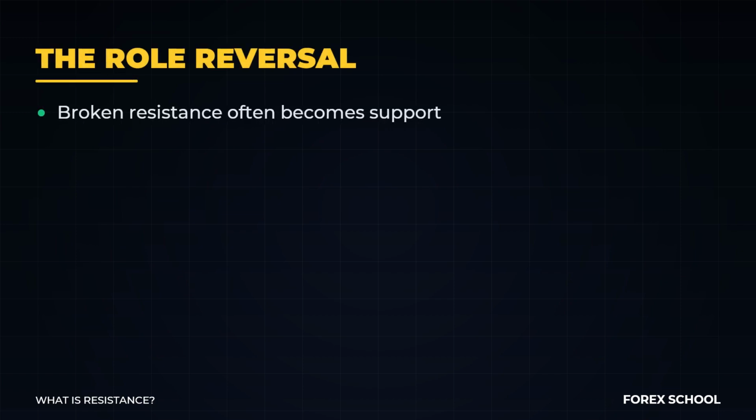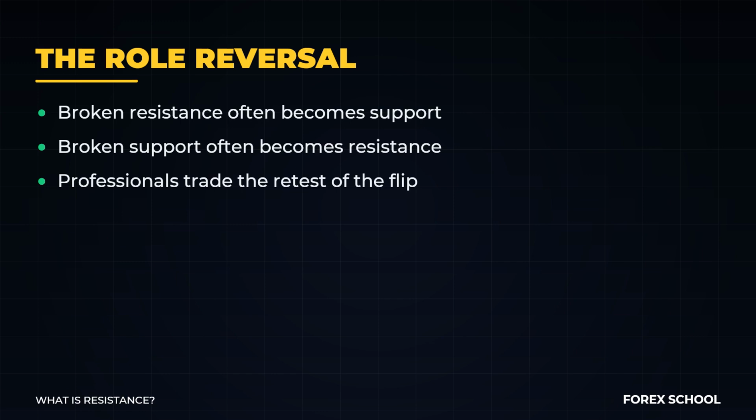And here is the single most useful property of these levels, they swap roles. When price finally breaks through resistance and holds above it, that old ceiling very often becomes the new floor. Traders call this a flip, or role reversal. Old resistance becomes new support, and old support, once broken, becomes new resistance. This one idea powers half the professional playbook, and we'll use it later in the lesson.